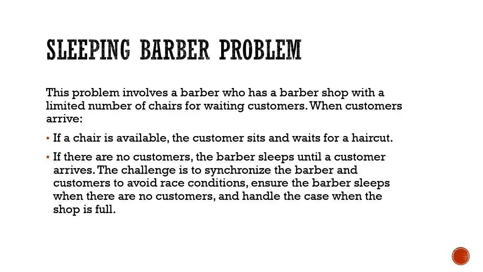Here's a simplified approach. Customer thread: if there's an available seat, the customer waits. If no seat is free, they leave. When it's their turn, they wake the barber and get a haircut. Barber thread: if there are no customers, the barber sleeps. When a customer arrives, the barber cuts their hair, signaling the completion of the service. This requires proper synchronization to ensure mutual exclusion and avoid race conditions, ensuring customers are served fairly and the barber sleeps when idle.